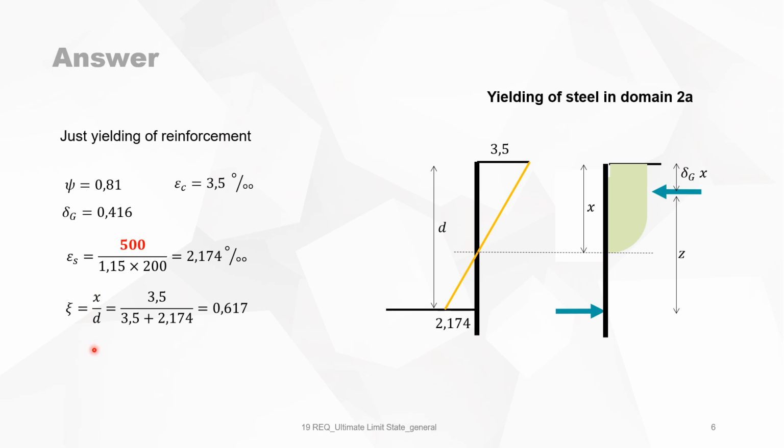And C is then X over D. You fill in the different parameters and you get 0.617. And mu D, again, you can calculate easily with this dimensionless formula. You find 0.371. So this means that for a mu D bigger than 0.371, it's somewhere in this area. It's very dangerous because the steel is not yielding. So you should take care that mu D must always be smaller than 0.371.